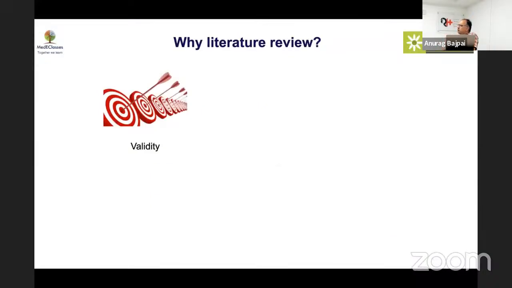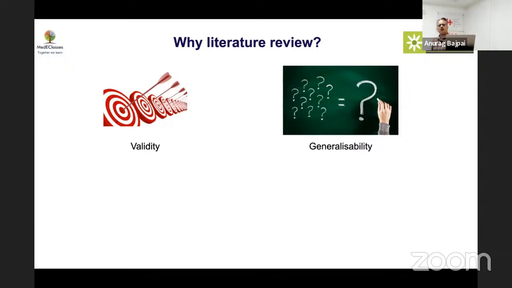So why do we need to do a literature review? What we are looking at is whether the journal article that we are reading should be part of our clinical practice or not. The key question to ask is whether the results that the article has published are really valid. Very importantly, they may be valid, but whether they are generalizable to our settings or not.